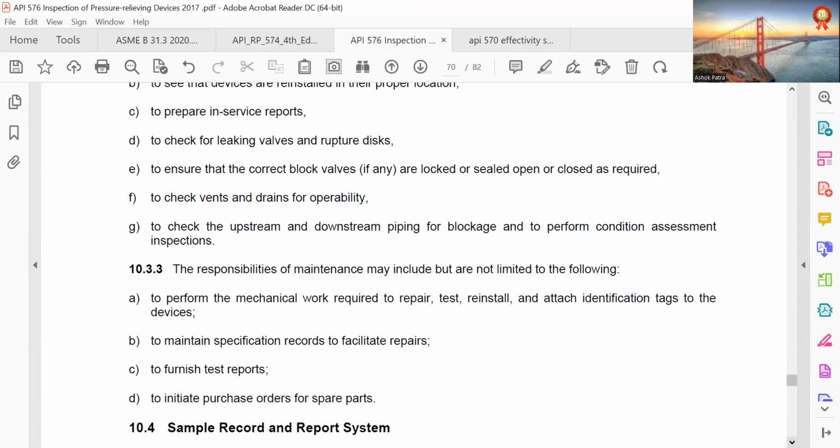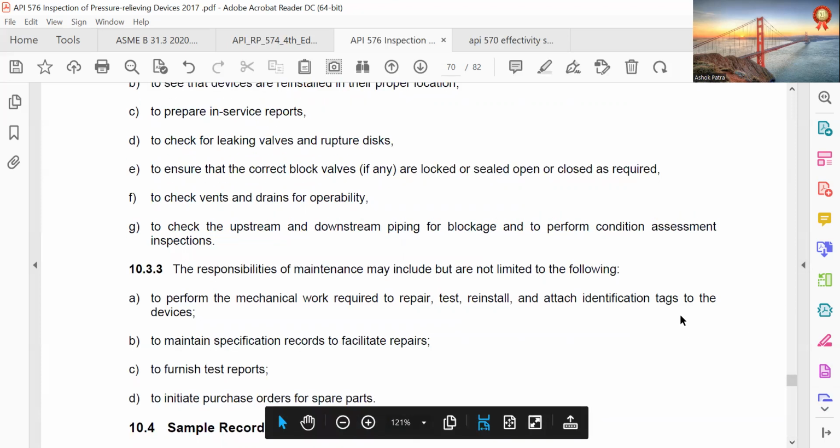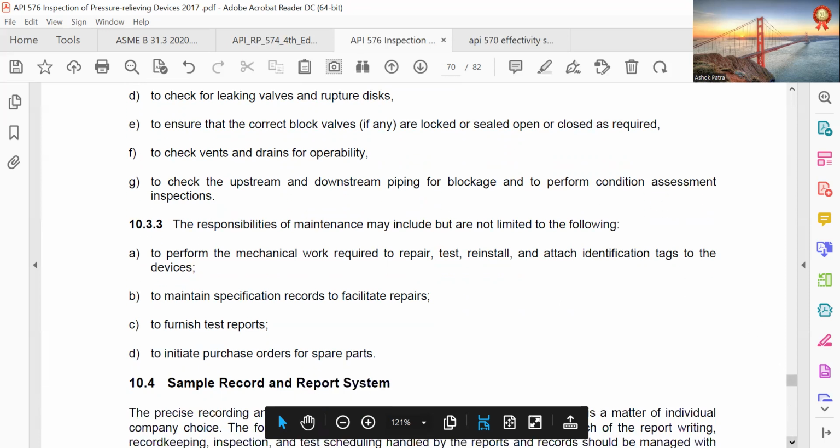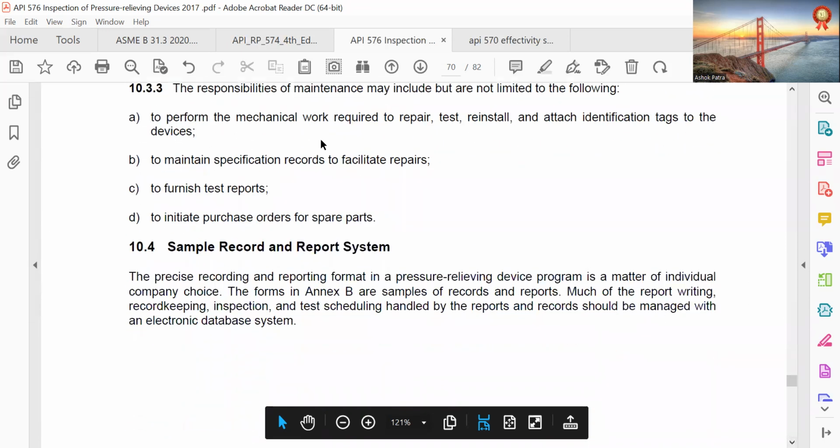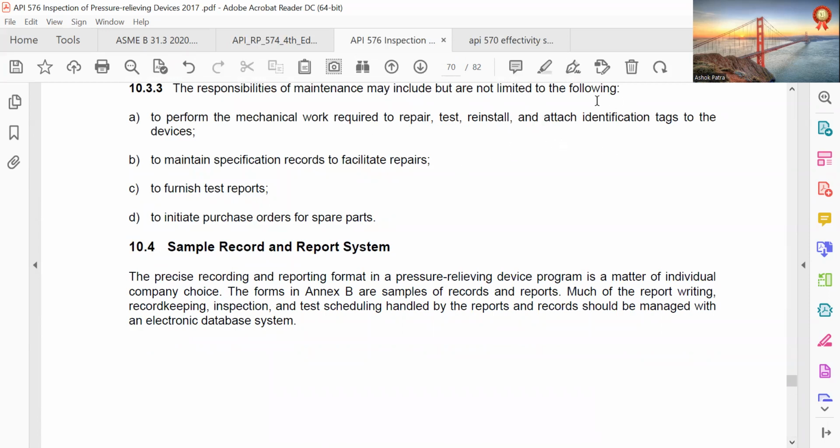The responsibilities of maintenance may include, but are not limited to, the following: to perform the mechanical work required to repair, test, reinstall, and attach identification tags to the devices, maintain specification records, facilitate repairs, furnish test reports, and initiate purchase orders for spare parts.